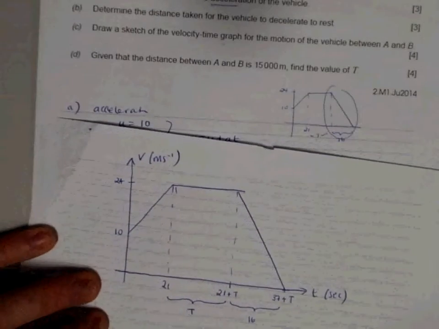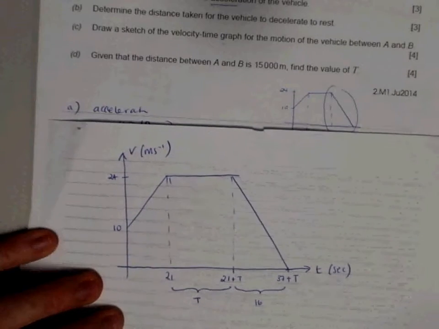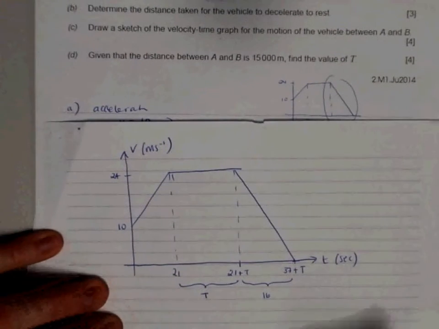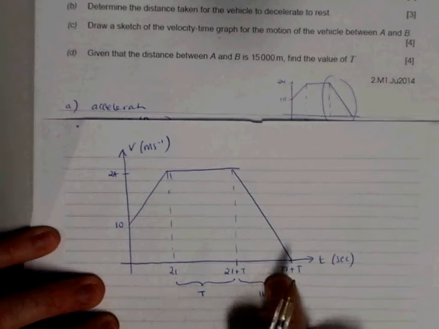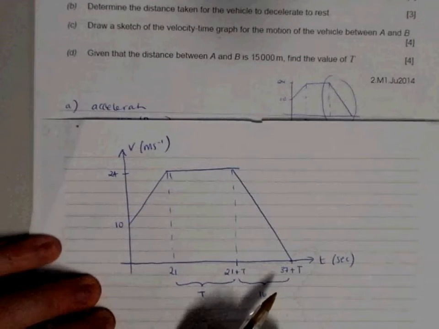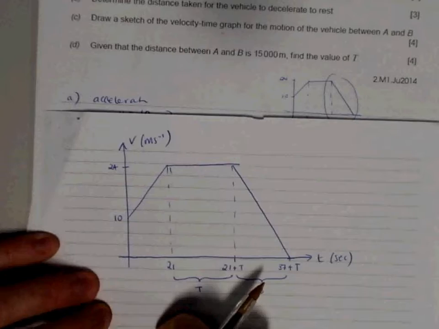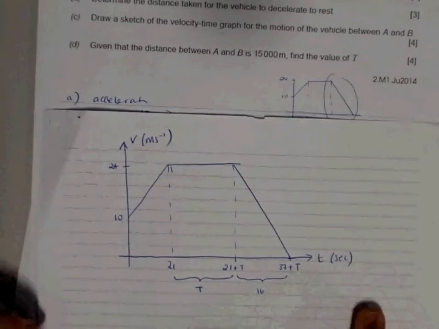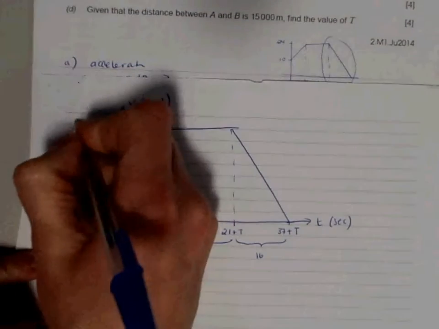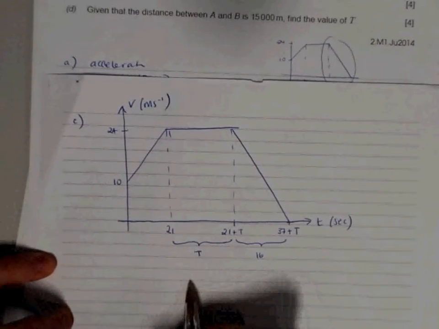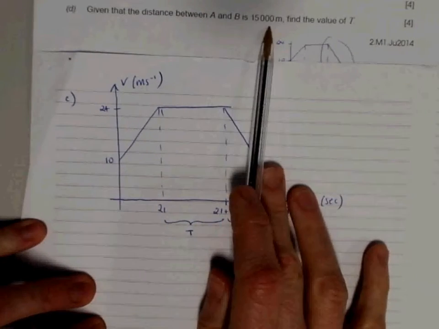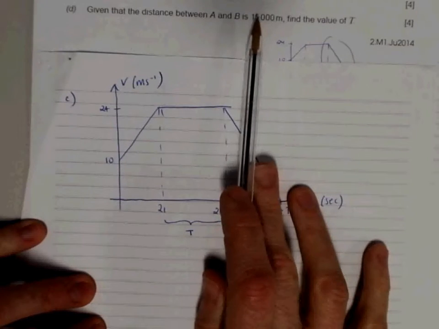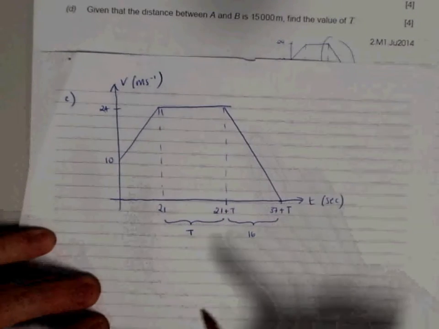Okay, what I'd really like is that all drawn properly, proper scales along here. Can't really use a scale for these bits because it's going to be a bit tricky, but they could vaguely be in proportion. But that's the key shapes and features you should have. Some of them not too good. So given the distance between A and B is 15,000 meters, find the value of t.